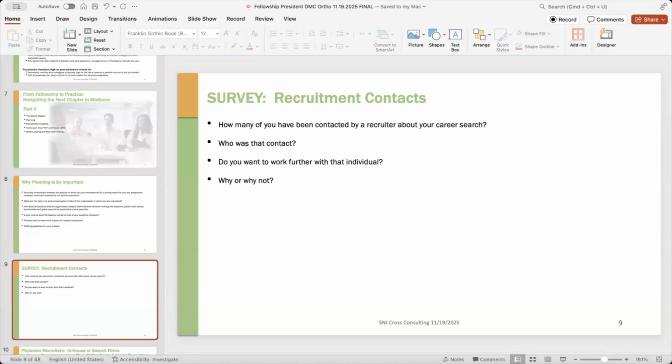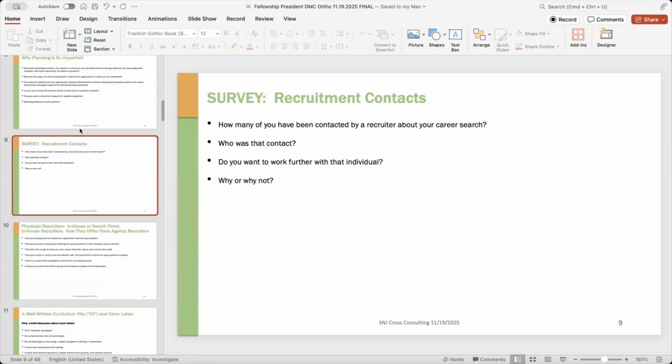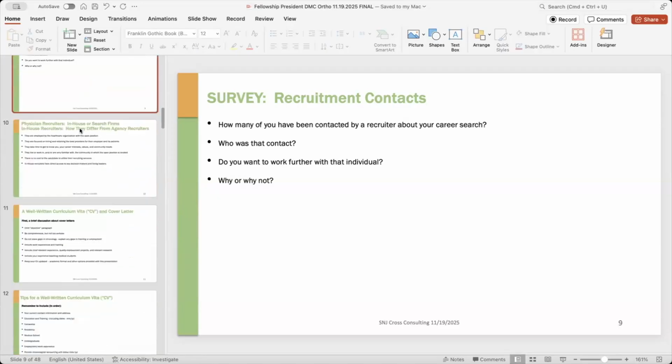And with those contacts, you want to figure out if they're coming from in-house, meaning a physician recruiter that's actually attached to an organization, or a physician recruiter that's from a medical group, a private practice group, or if they're coming from a search firm. Then your next question should be, what do they want? And why are they contacting me?